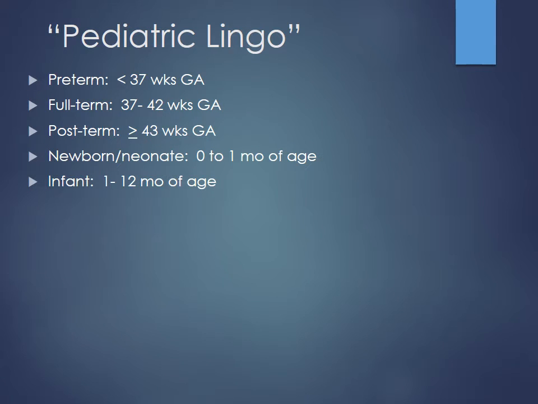We will call preterm babies those that are less than 37 weeks gestation, full term being 37 to 42, and then you have your post-term babies as well. We will refer to that first month of life as neonate or newborn. Infant technically runs from 1 month to 12 months of age, but you'll hear kids in that first month still called an infant. You may hear me say the two terms interchangeably, but if I say newborn or neonate, I'm really just referring to that first month, okay?